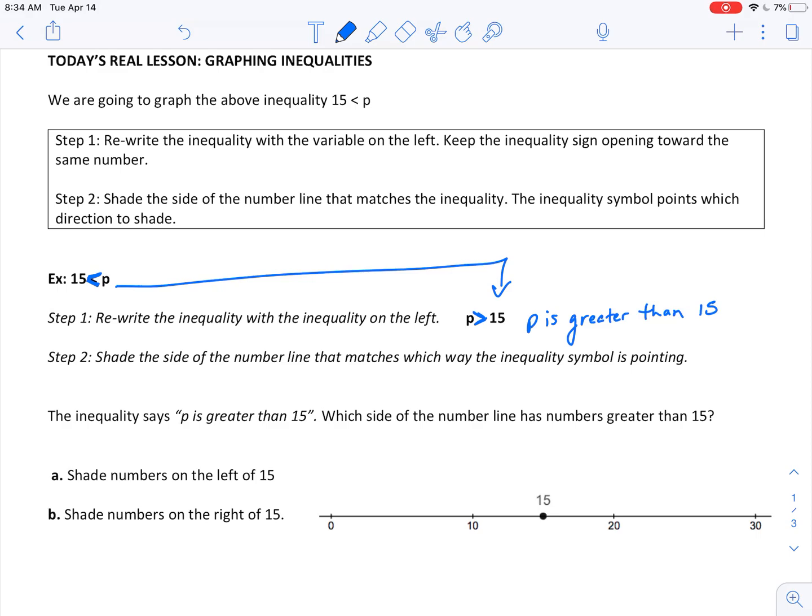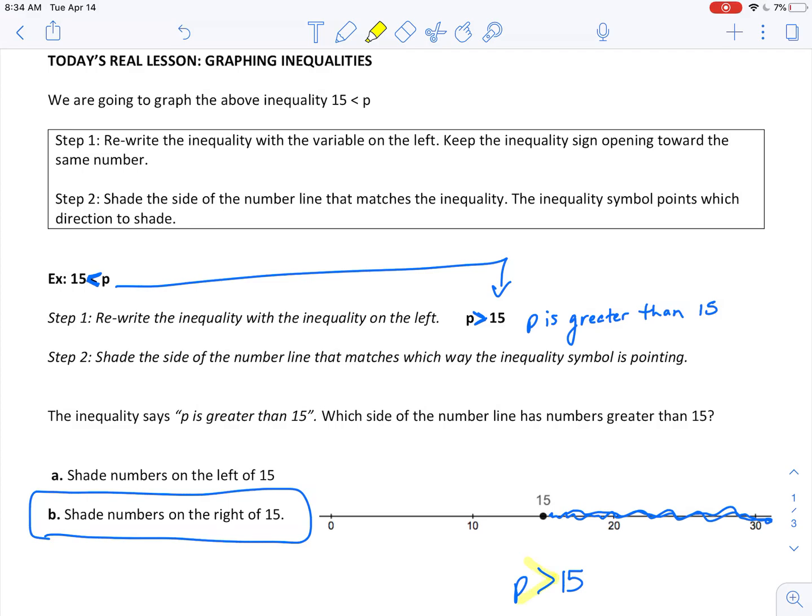And what this says is p is greater than 15, because the symbol is opening up toward the bigger number always. So p is bigger than 15. And where on this number line down here are my numbers that are bigger than or greater than 15? Well, they're over here. So I'm just going to shade over here on the numbers that are bigger than 15. So I'm going to shade to the right of 15.